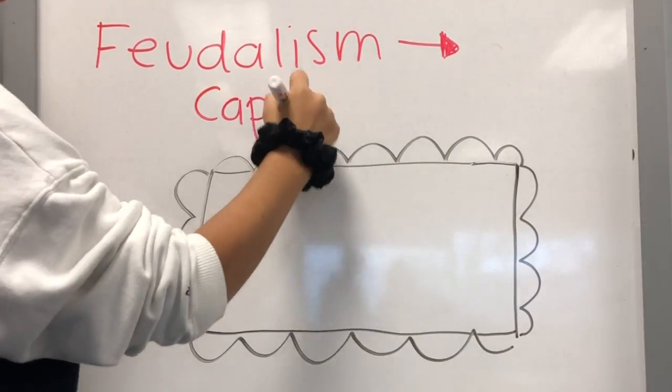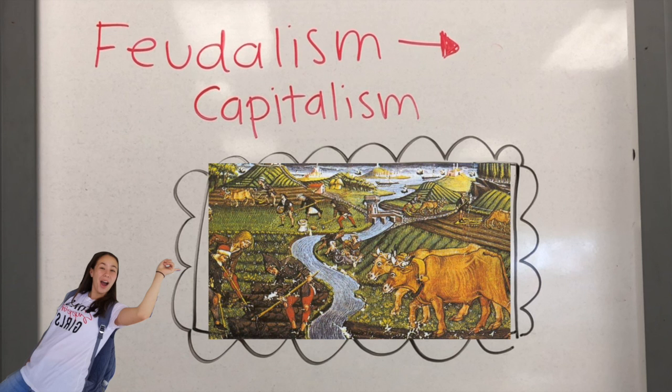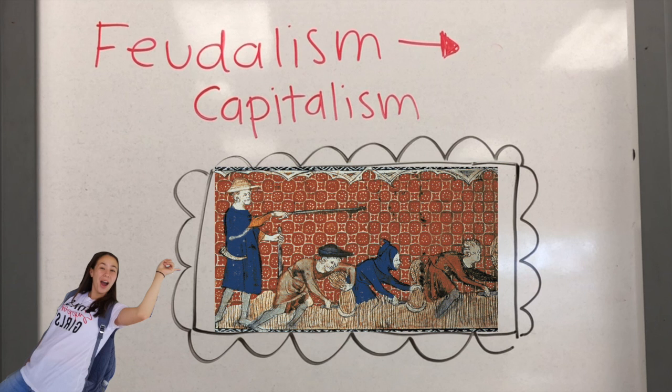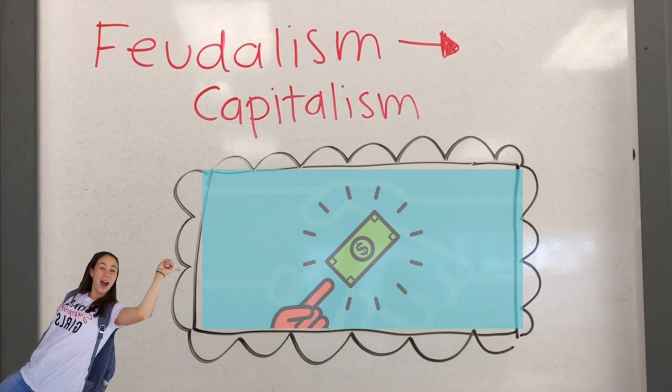The transition of feudalism to capitalism happened in a lapse of time from the 16th century to the 19th century. It was due to the flaws of the feudal system. Now people produce and exchange in search of profit.